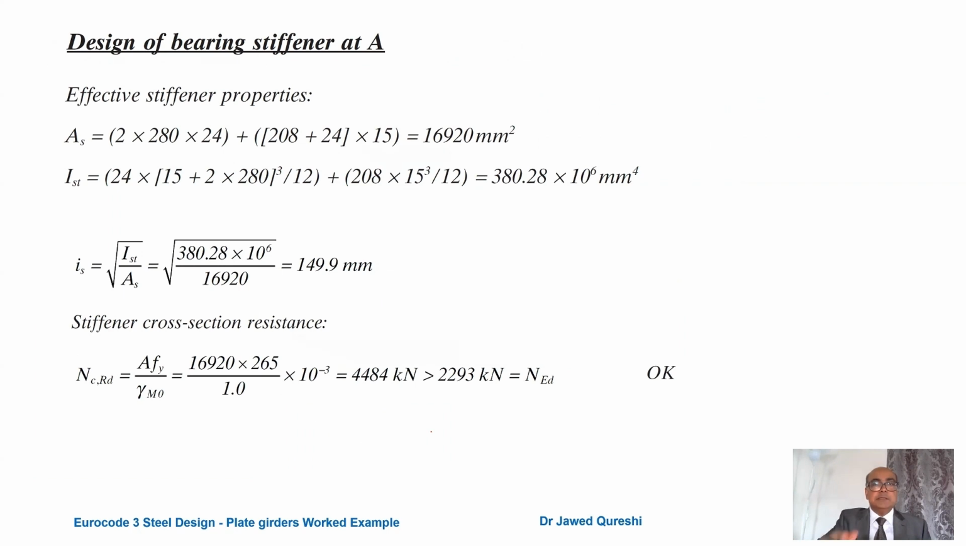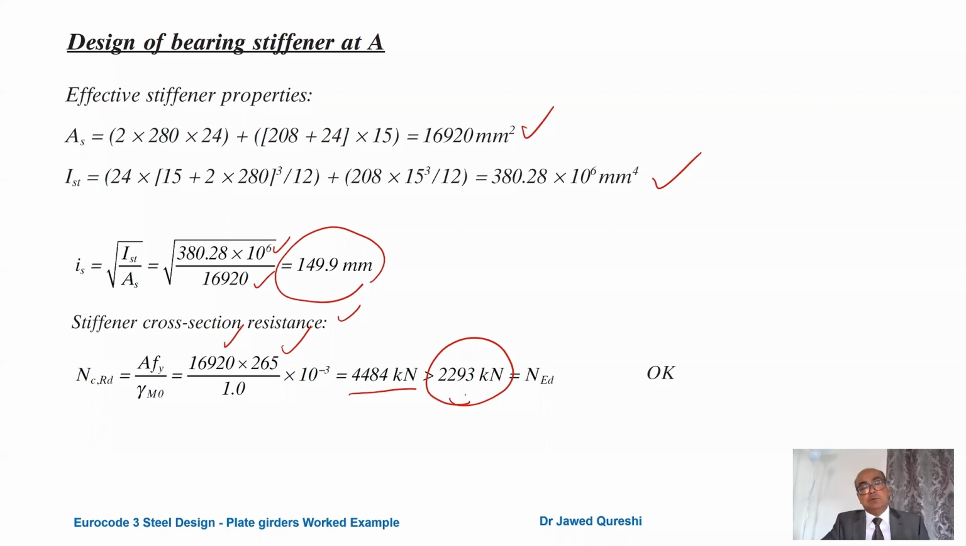The effective properties, we just found out A, and we found out the second moment of area. IS is radius of gyration, which is equal to under root I divided by A. So work out these both values. It comes out to be 149.9 millimeter. Once we have got I, we will work out cross-sectional resistance as well. So cross-section resistance is area times material strength. Area we worked out, Fy is found out to be 265. From here we get 4484 kilonewton, which is greater than applied loading. The applied loading is shear force at that point. It means that cross-sectional resistance is fine.